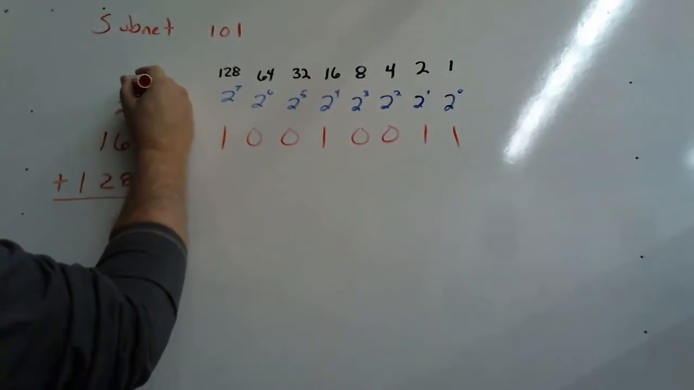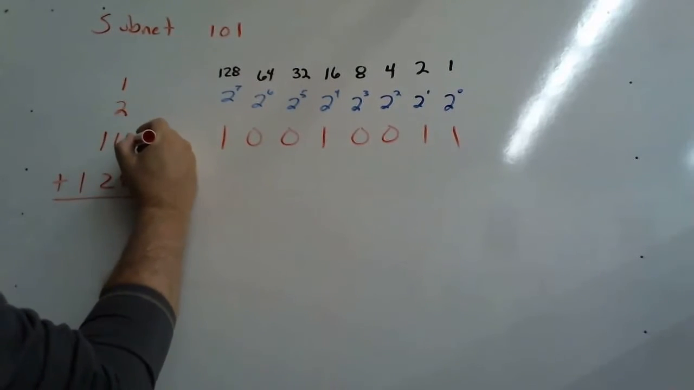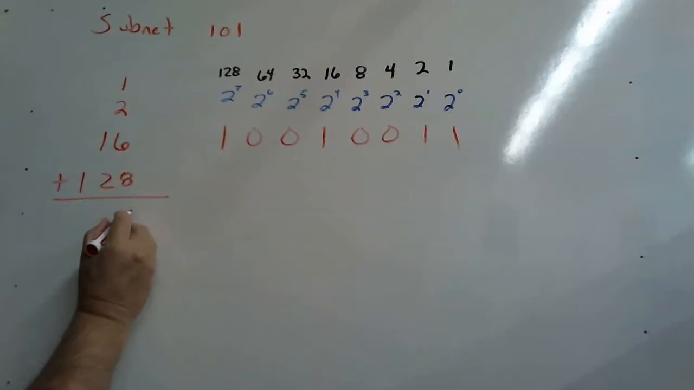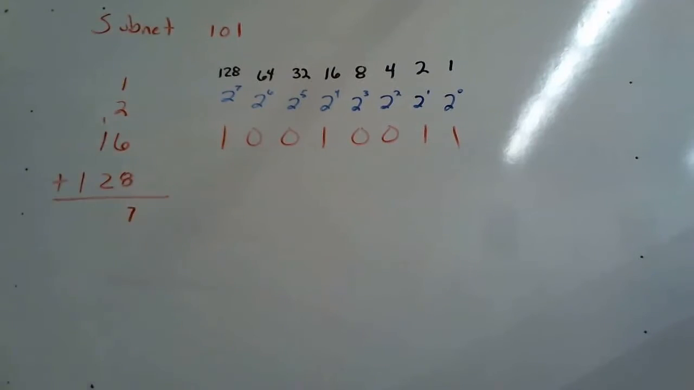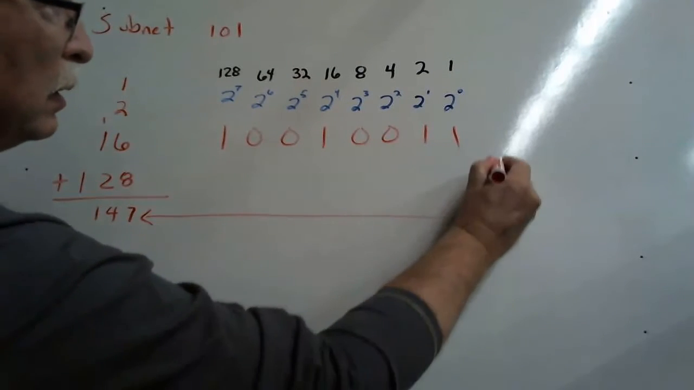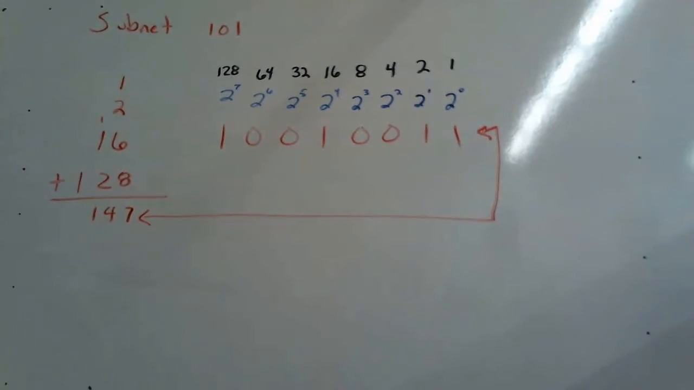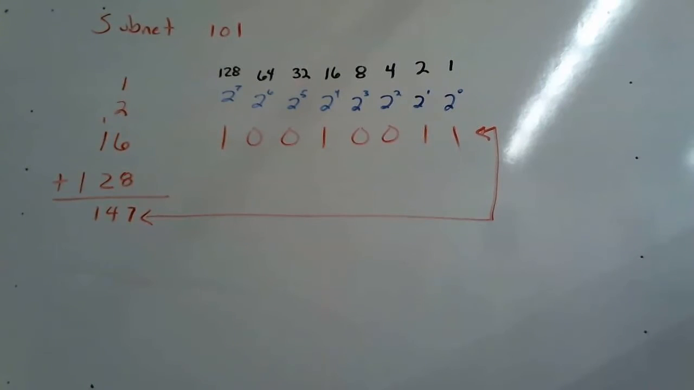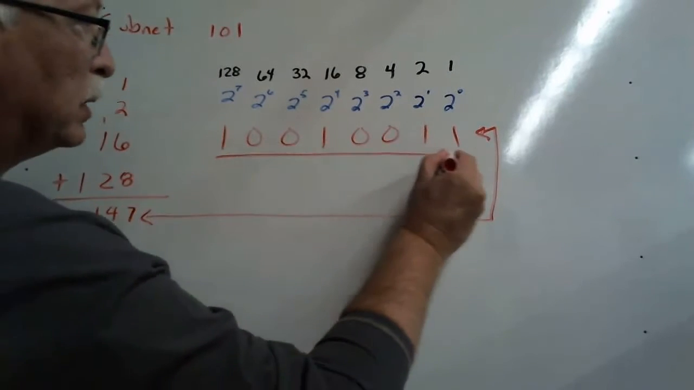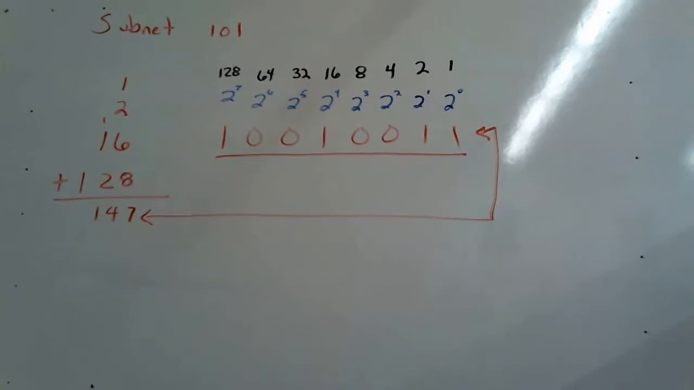So 1 and 2 make 3, plus 6 is 9, plus 8 is 17. So we're going to carry the 1. 2, 3, 4, bring down the 1. 147 is the equivalent of this binary number, 1001011. Remember, most everything we do in computers is always going to be 8 characters for binary numbers.